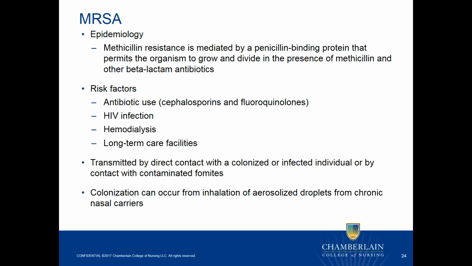CA-MRSA strains are most commonly transmitted by direct contact with a colonized or infected individual. CA-MRSA can also be acquired by contact with contaminated fomites used by an infected individual. Individuals colonized with MRSA serve as a reservoir for transmission. MRSA can colonize the skin and ears of hospitalized patients, healthcare workers, and healthy individuals. Colonization can occur from inhalation of aerosolized droplets from chronic nasal carriers.